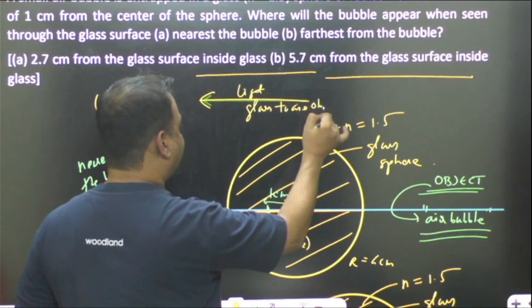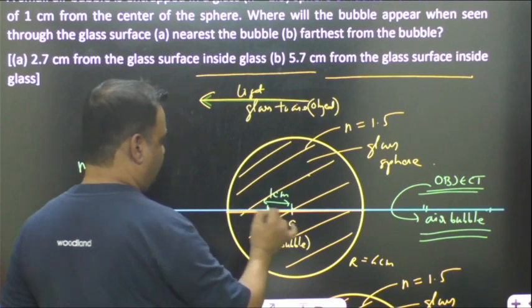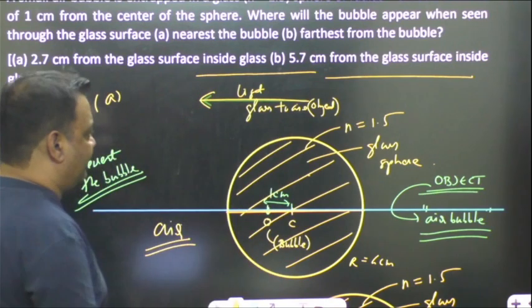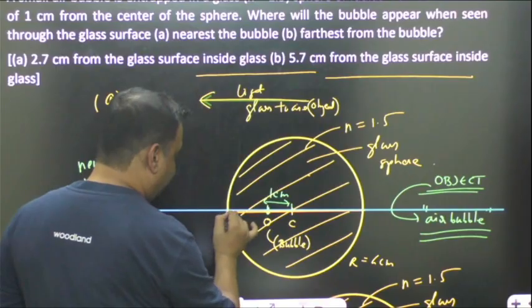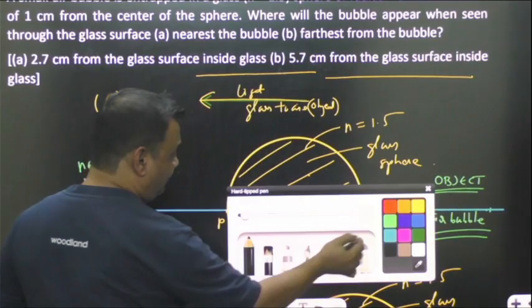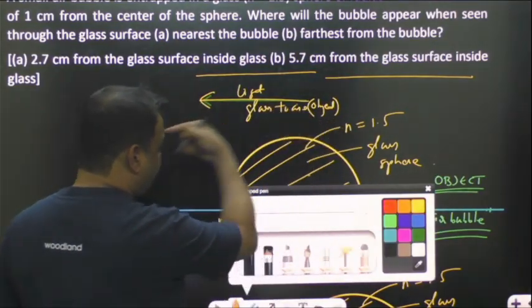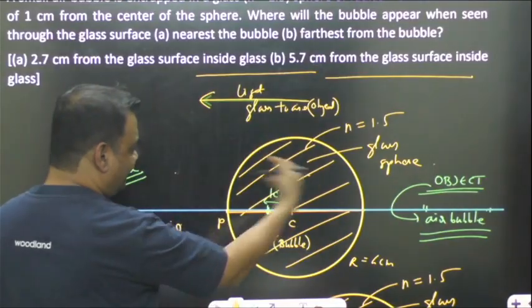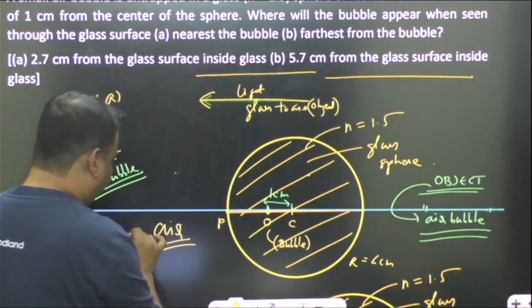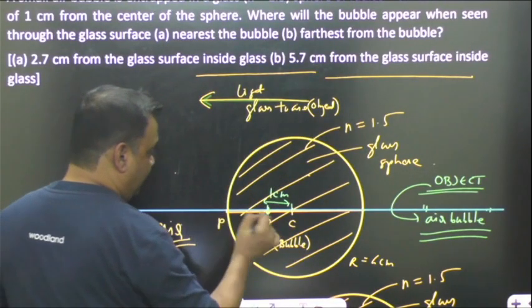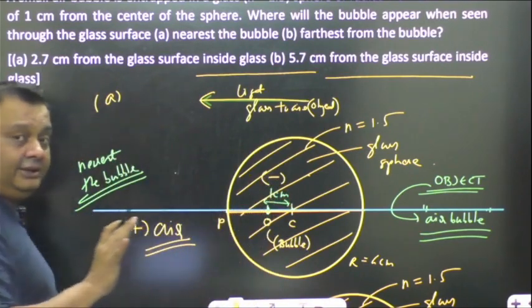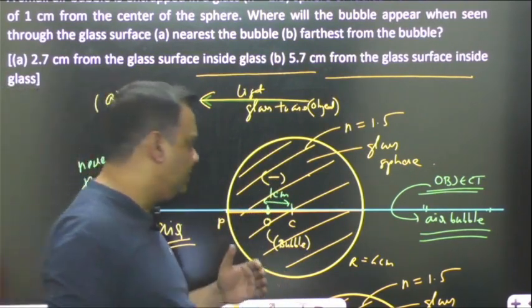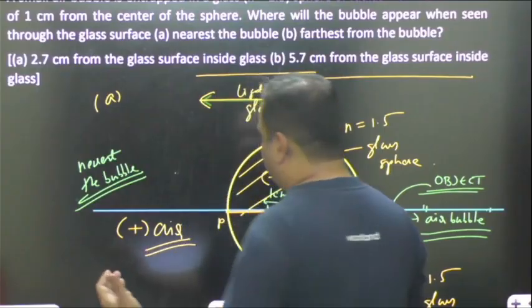Because the object is here on the glass side, the light is going like this. So this is the pole. Which side will be taken as positive? The direction of the incident ray, the direction of light, is like this. So the air side will be given the plus sign and the glass side will be given the minus sign, isn't it?